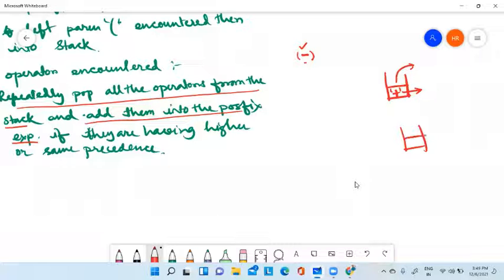Suppose we have division in our stack and a plus is coming. The division in the stack has higher precedence, so it will be popped. Okay, suppose in our stack there is plus and a division is coming. The plus does not have higher or equal precedence, so it will not be popped. Logic clear? Then what next?